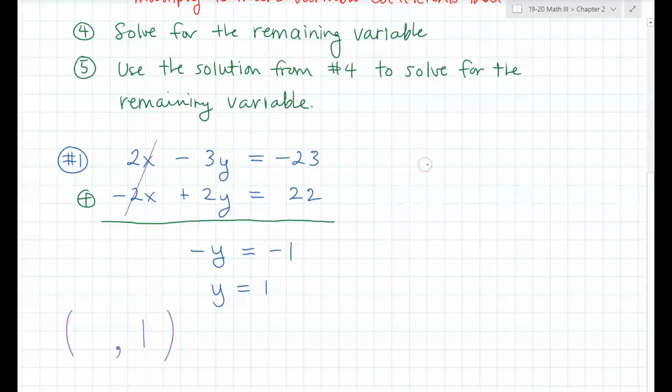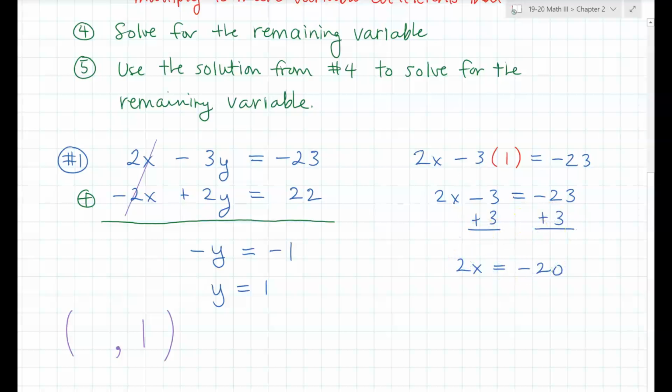Okay, so 2x minus 3 times, let me actually use a different color here, times 1 is equal to negative 23. And now just start solving. So we get 2x minus 3 equals negative 23. If I add 3 to both sides, I get 2x equal to negative 20. And if I divide both sides by 2, I get that x is equal to negative 10.